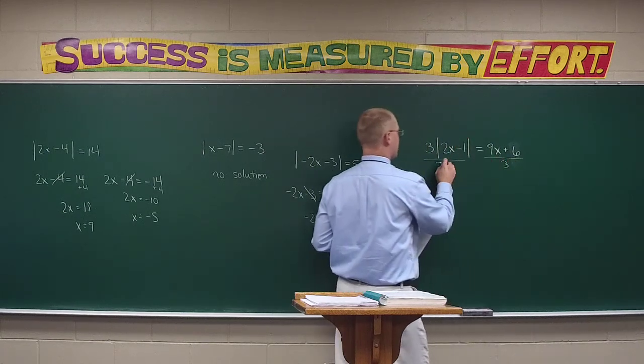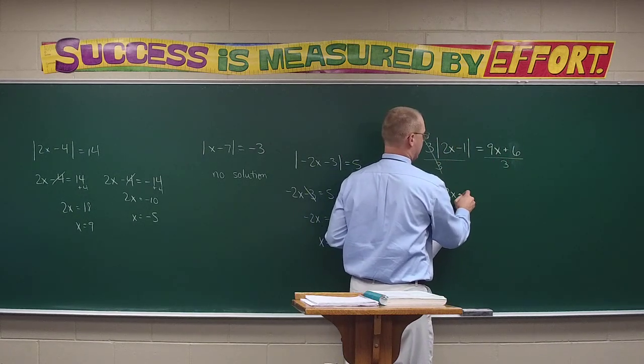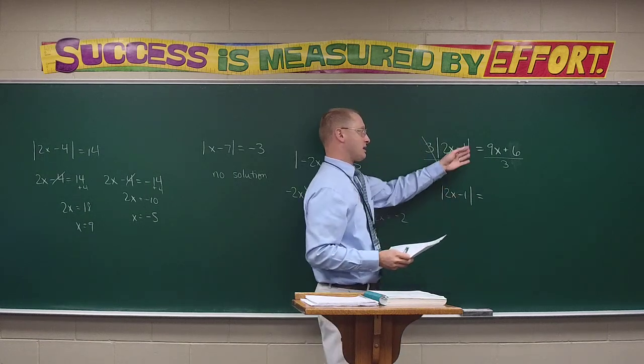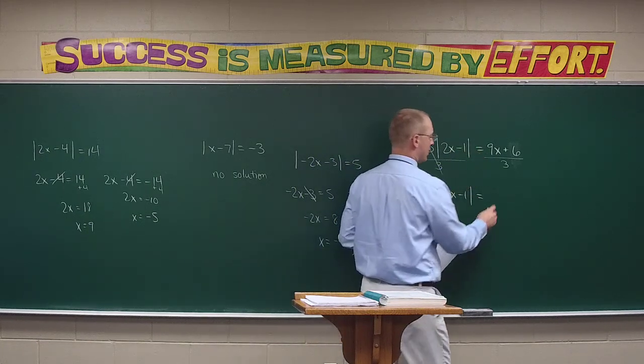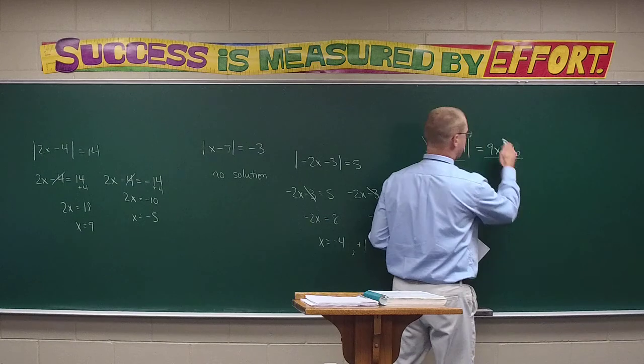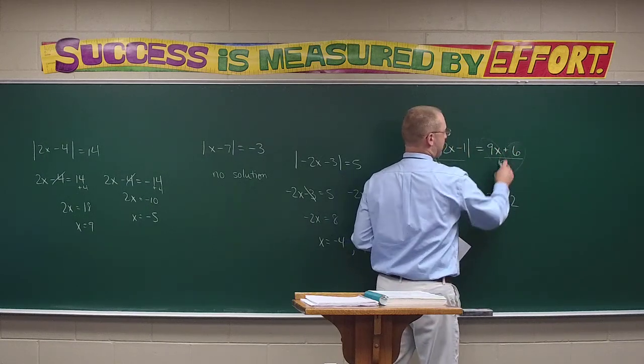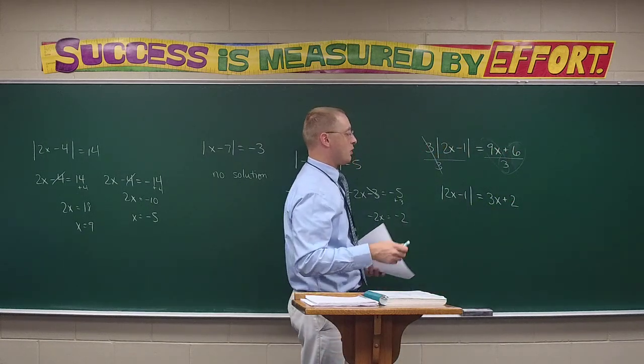Now, of course, on this side, you divide away the 3. You've isolated the 2x minus 1. But what do you get when you divide 9x plus 6 by 3? 3x plus 2. Good. Remember, division of a polynomial by a monomial. We just divide this by the 3, then divide that by the 3. And now we're ready to do our positive, negative.